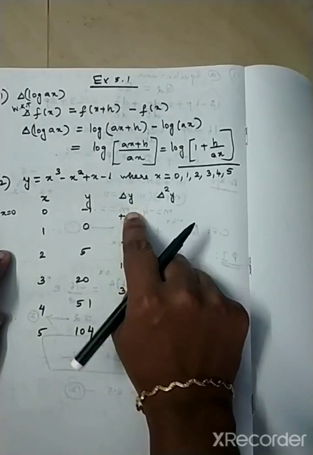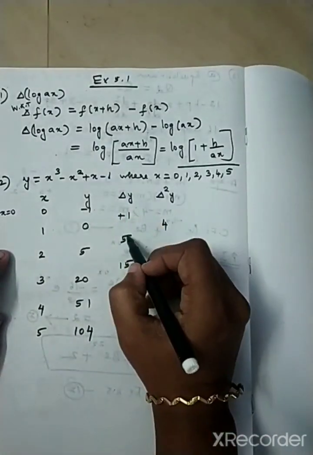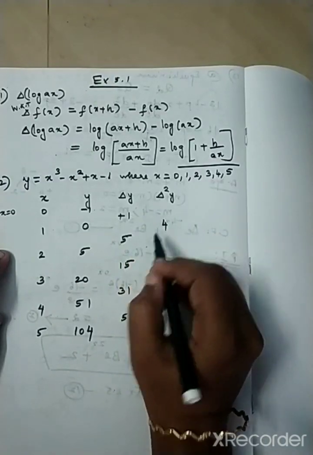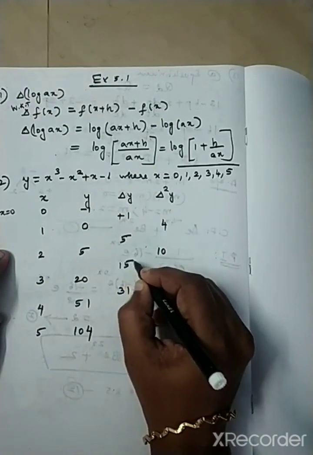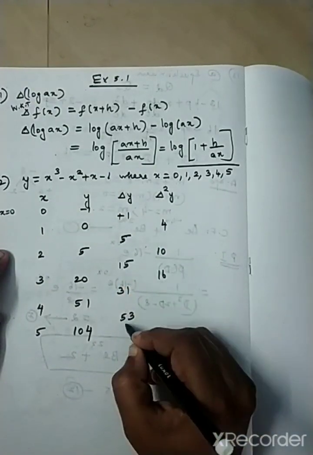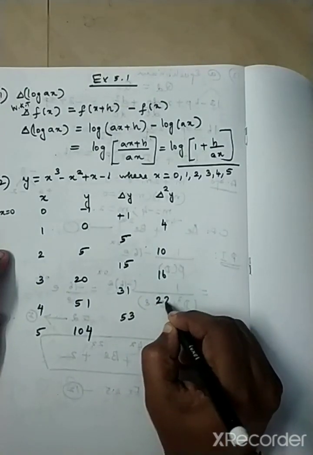Now I subtract this. 5 minus 1, I will be getting 4. See where I am writing this 4? Between 5 and 1, I will write this 4. Now 15 minus 5, I will be getting 10. 31 minus 15, I will be getting 16. 53 minus 31, I will be getting 22.